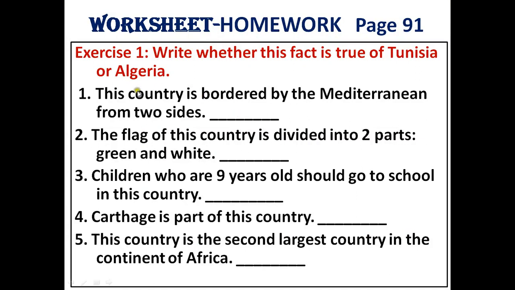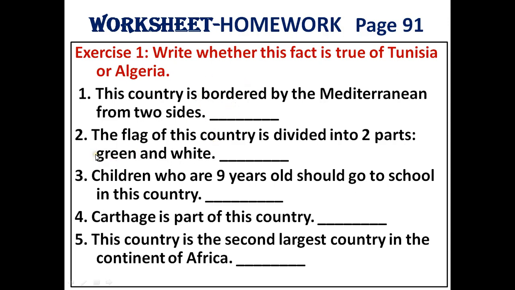The first question about this worksheet, that is Exercise 1: Write whether this fact is true of Tunisia or Algeria. So you have to write whether the sentences given below are true for the country named Tunisia or Algeria. Now the first statement: this country is bordered by the Mediterranean from two sides. So the name of the country we have to write in the given space.